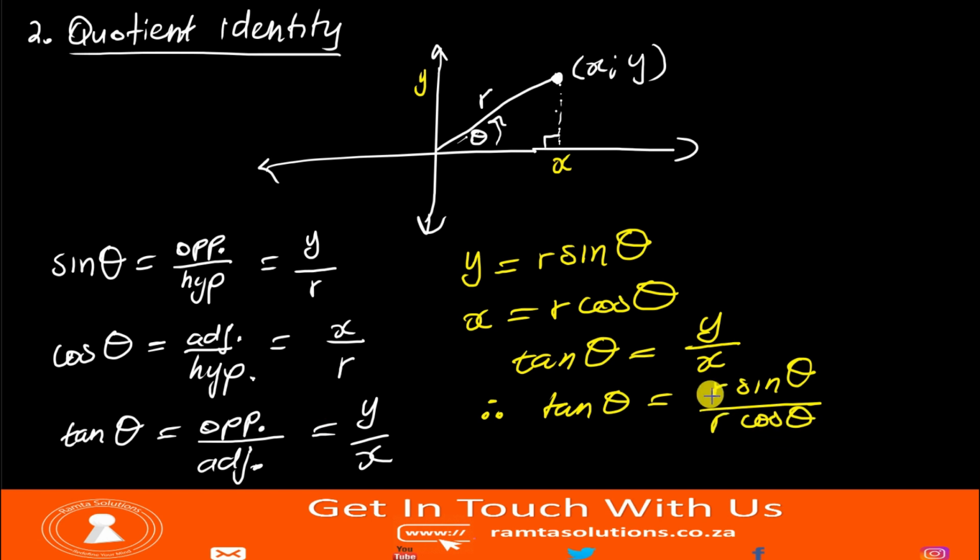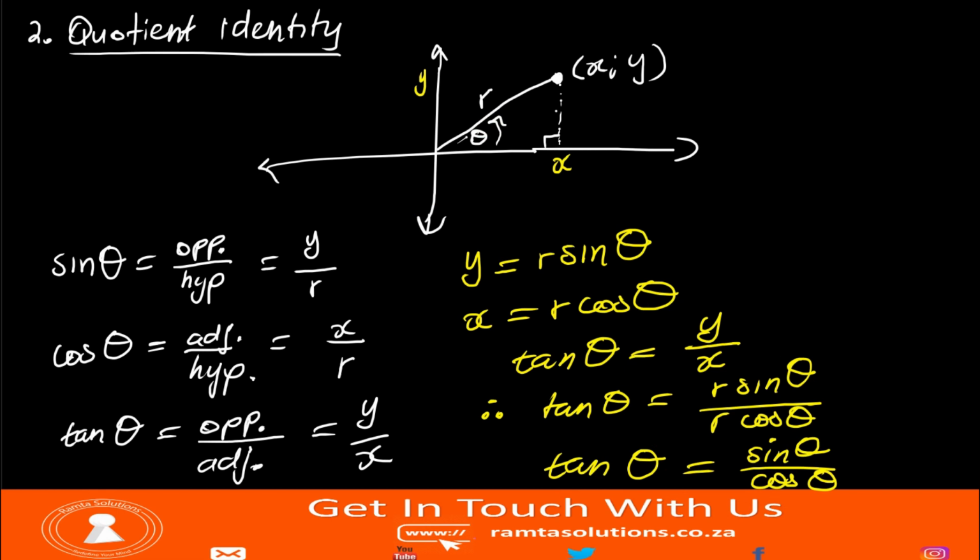When you look at it, the r's cancel. What are you left with? You are left with tan theta is equal to sine theta over cos theta. So when we are dealing with a unit circle, tan theta is equal to sine theta over cos theta. This is the first identity. Whenever you see sine over cosine, you can equate it to tangent.